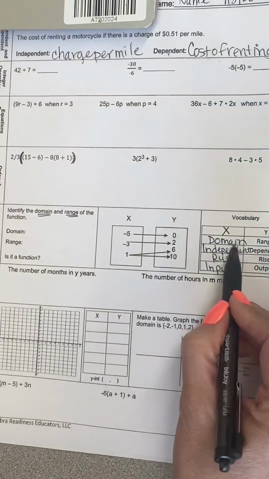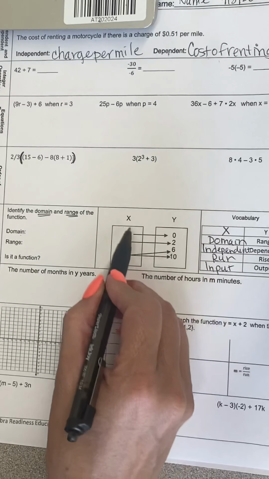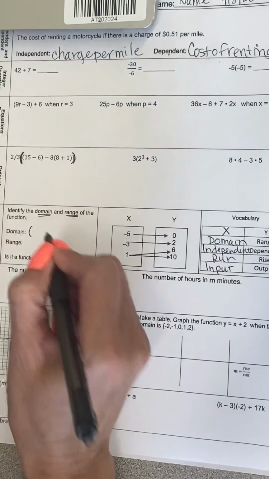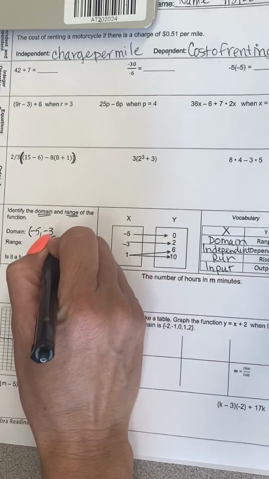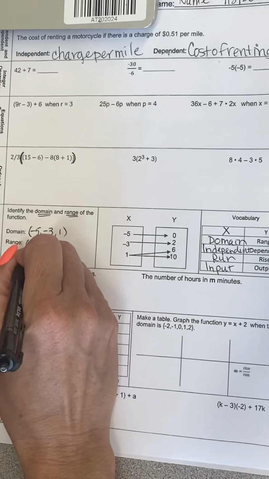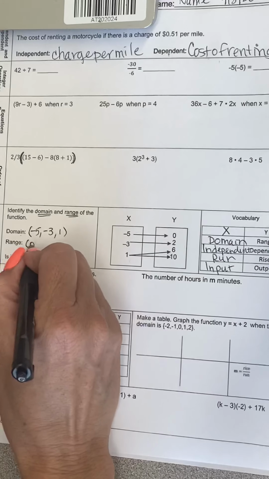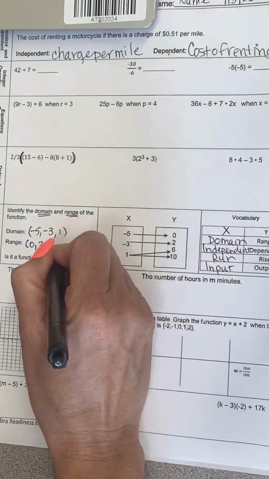So now that I know domain and range, I can come over here and look at my domain and range, and I'm using these two right here. So my x values are my domains. I'm going to open parenthesis, -5, -3, and 1. And then for my y is my range, open parenthesis, 0, comma 2, comma 6, and comma 10.